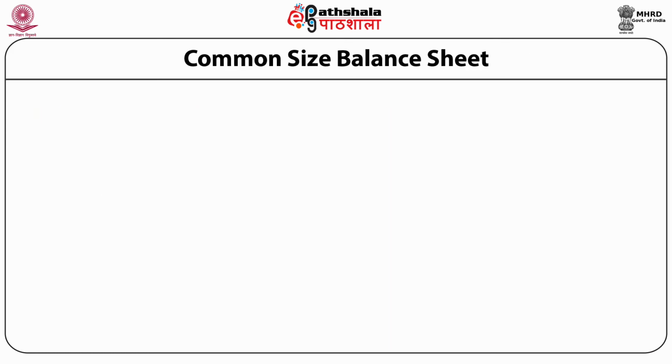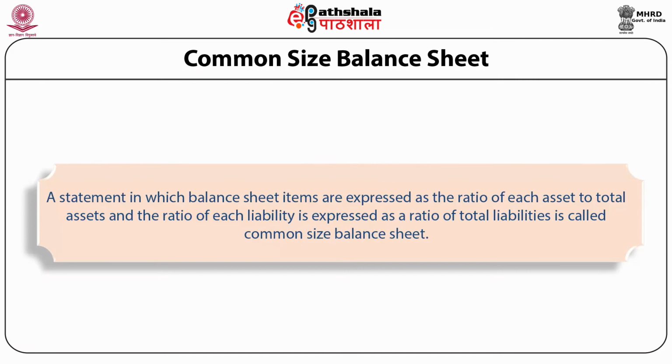Common size balance sheet. A statement in which balance sheet items are expressed as the ratio of each asset to total assets, and each liability is expressed as a ratio of total liabilities, is called a common size balance sheet. It can be used by different companies of different size for comparison. The comparison of figures in different periods is not useful because total figures may be affected by a number of factors.